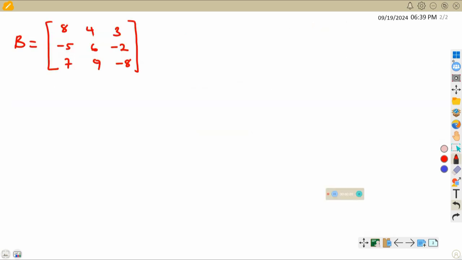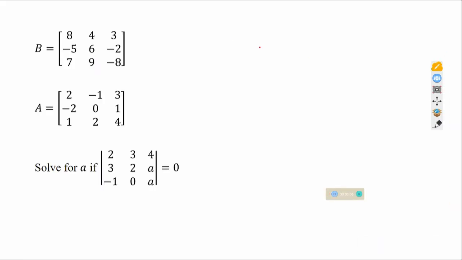So let us look at example number 2. We still need to look at the determinant of this matrix B. We need to get the determinant of this matrix B. So let us look at the determinant of B.